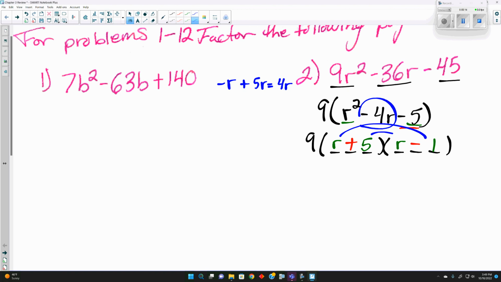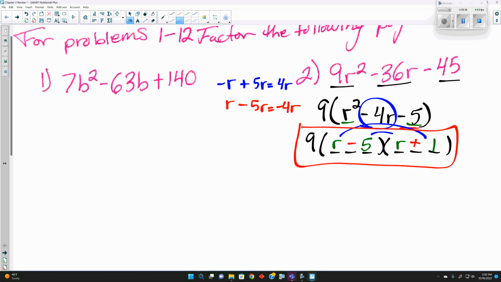Well, hold on. We wanted 4, but we want it to be negative. So what we have to do is switch the signs. Because again, if we get the correct number but the wrong sign, we just need to flip them. And if we check this again, r times 1 is going to be positive r. Negative 5 times r is negative 5r, which this time gives us a negative 4r, which we wanted. So this here is our answer. And that's it.